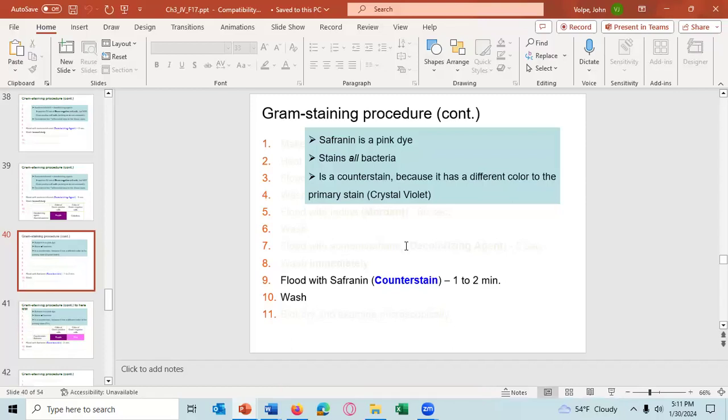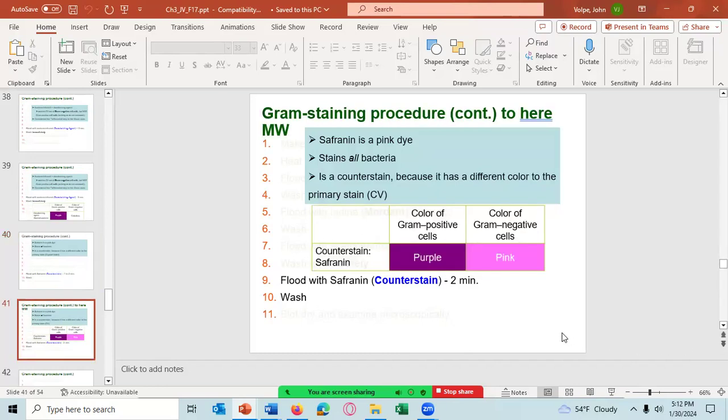You apply the safranin for 1 to 2 minutes. Generally, 1 minute is sufficient for the concentration of the safranin used at Clark College. I've only once been in a lab where the safranin was fairly dilute and you had to apply it for 2 minutes. After applying the safranin, the gram-positive cells will be purple. The gram-negative cells will be pink.